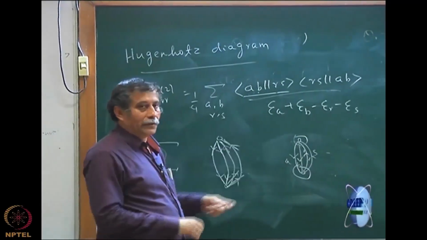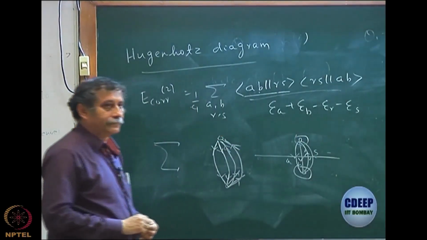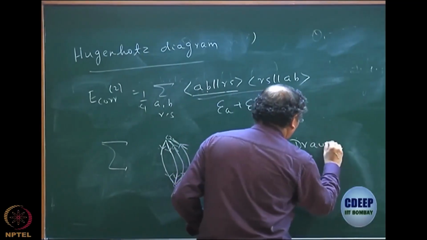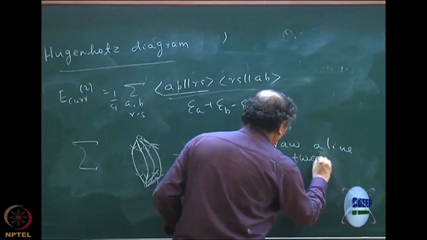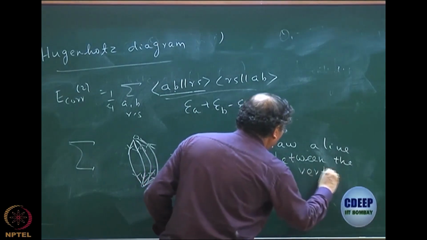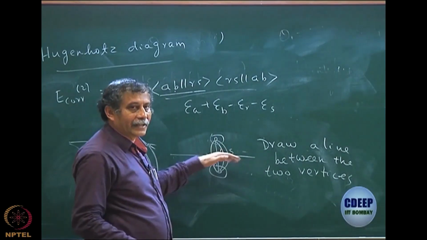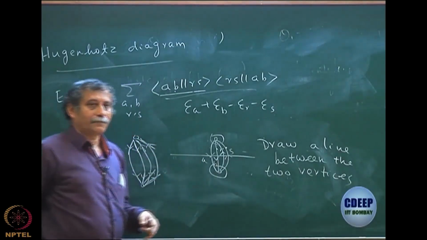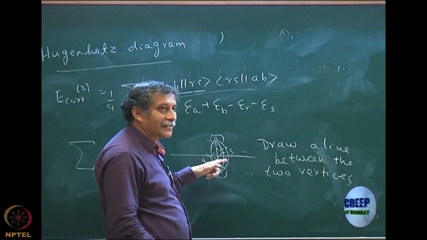A further rule: between the 2 vertices draw a line. Okay? So draw a line between the 2 vertices. The line will intersect some hole and particle lines, right? Like what has it intersected here? These 4 lines have been intersected. So this is just a line between the 2 vertices which intersects these 4 lines.